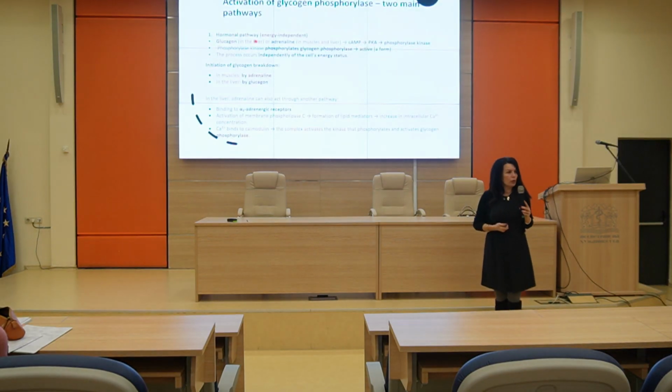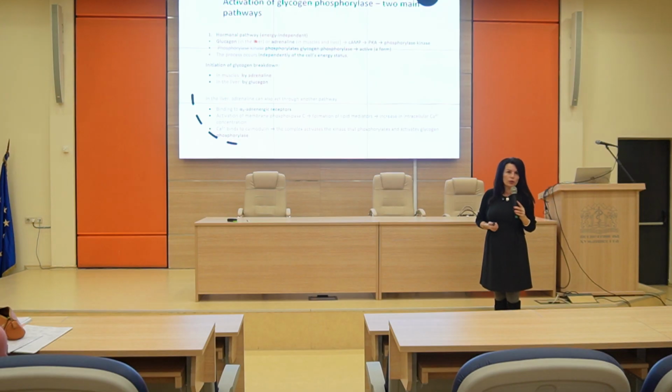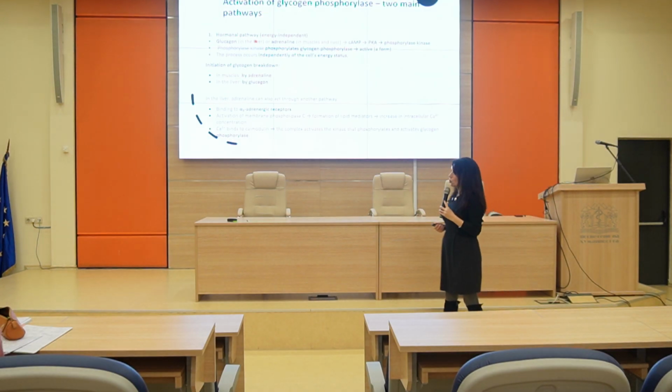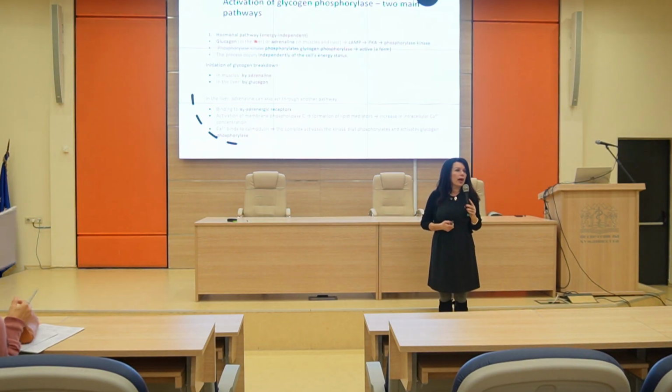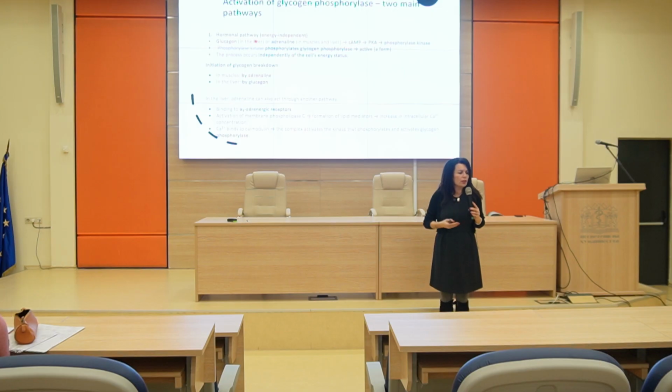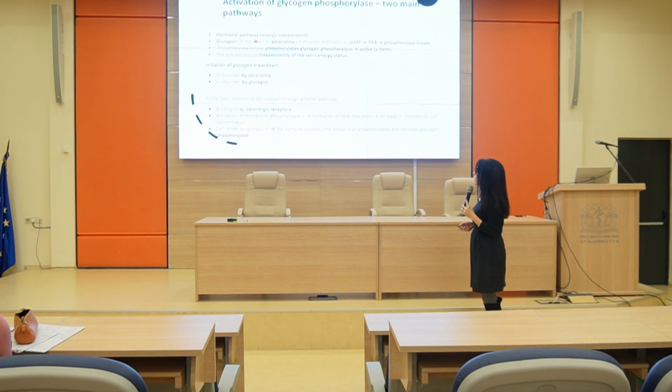Initiation of glycogen breakdown depends on this ratio. If there is a high level of adrenaline, the adrenaline action is mainly in the muscles. If there is increased activity of glucagon, the liver glycogenolysis will be activated.